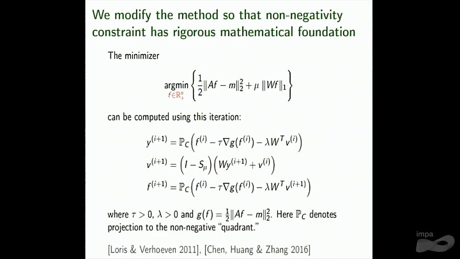There are also positive parameters tau and lambda that will affect the convergence of the method. They are not too difficult to choose, much easier to choose than the regularization parameter. That's, as you may know, in inverse problems quite a challenge to find an automatic method for. And then this P_C is the projection to the non-negative quadrant, meaning that any negative element will be replaced by 0.